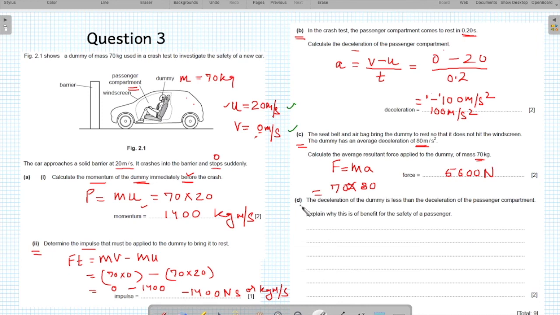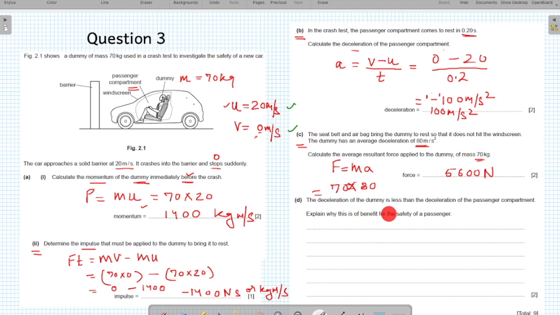Let us come to the last part. The deceleration of the dummy is less than the deceleration of the passenger compartment. So let us understand what this statement means. The deceleration of the dummy, the person sitting here, is slower. His speed is reducing at a slower rate. So he is getting less of a jerk as compared to the deceleration of the passenger compartment, or as compared to the deceleration of the car.